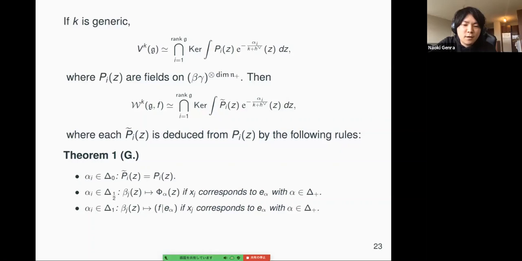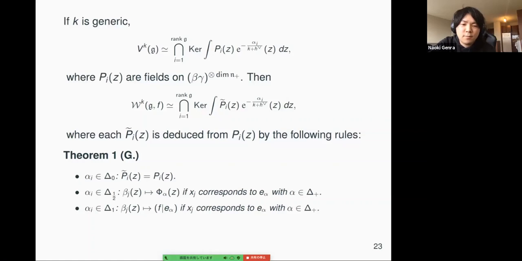And alpha I has grading 1 over 2. For any beta j, z in this pi V maps to this phi alpha. This is the field of neutral fermion, and this alpha corresponds to x j. And if alpha I has degree 1, beta j equals some scalar. And any simple root has grading 0, 1/2, or 1. So this is the whole rule.